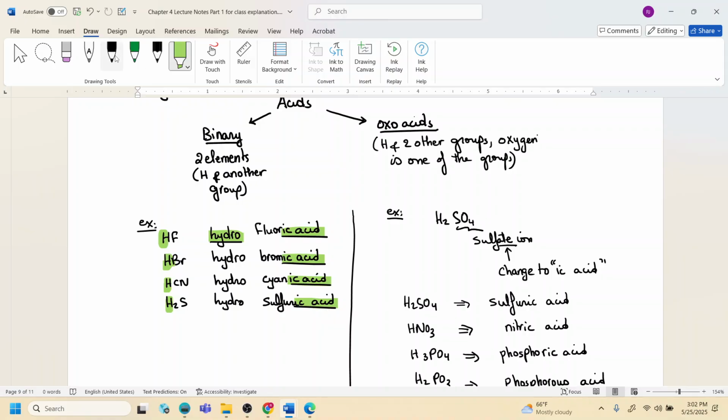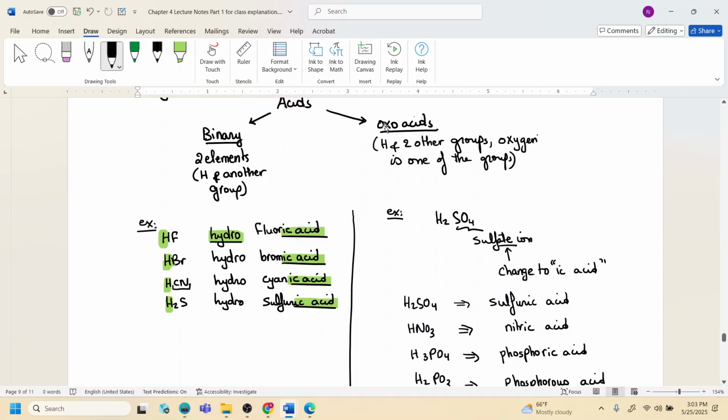The CN, by the way, the CN here is a polyatom. It's named cyanide because it is a CN. We're not naming the carbon alone and the nitrogen alone. This is a polyatom, but it is considered to be a binary acid.